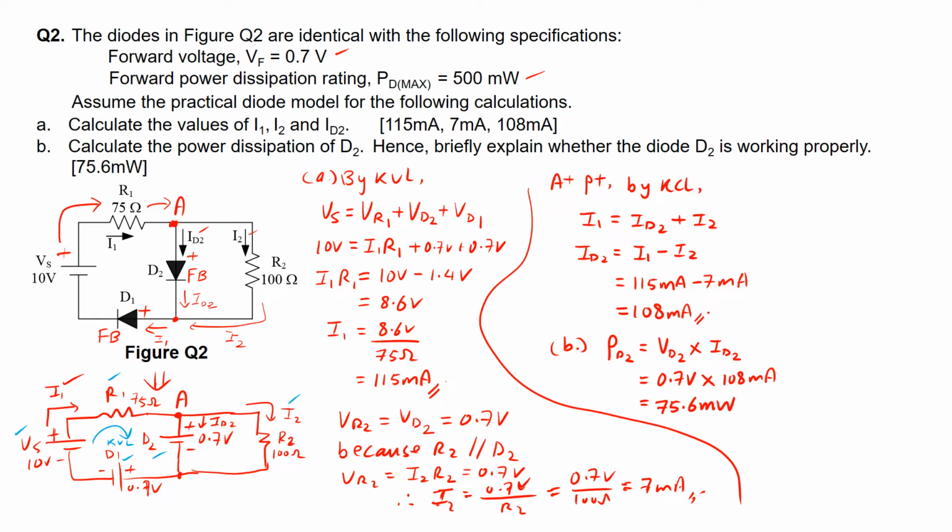Since we are asked to briefly explain whether the diode is working properly or not, we can see that we are given this PD max rating here. Using that PD max rating, we can conclude that since PD2 is less than PD max, diode D2 is still working properly.